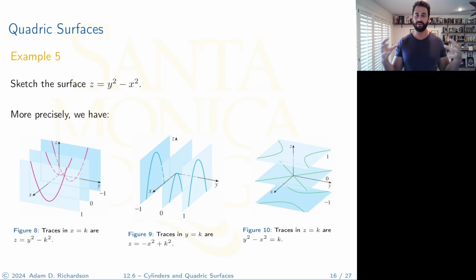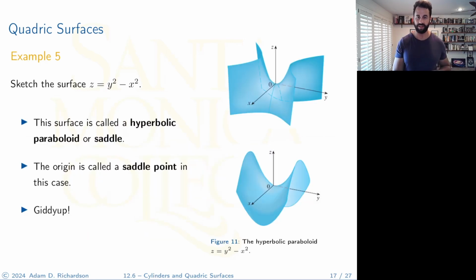And now if you put all of this information together, you can see that we get this. And this surface is what is called a hyperbolic paraboloid, or a saddle, because it is quite literally the shape of a saddle. So if you've ever seen a saddle on a horse or some other kind of animal, it is in the shape of a hyperbolic paraboloid. So giddy up. Now you know how to design saddles.